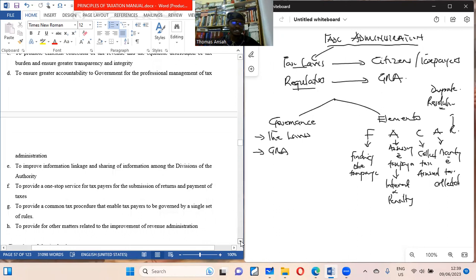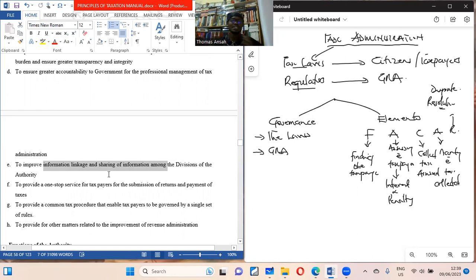Of course, when they were separate entities, information from one end to the other about the same taxpayer was kind of impaired. Now it's the same GRA. So if you take me, for example, I have my TIN, and that TIN runs across. If I do anything on VAT, my TIN runs across. So there's information linkage and information sharing among the divisions now. Another objective is to provide a one-stop tax service for taxpayers for the submission of returns and payment of taxes. And I believe that we are getting there, given that we are using Ghana.gov and the taxpayers portal.